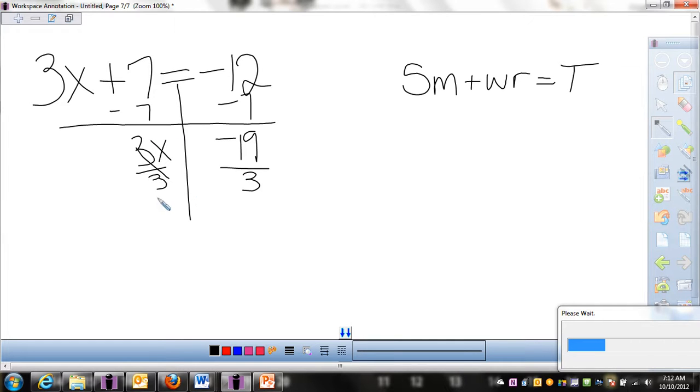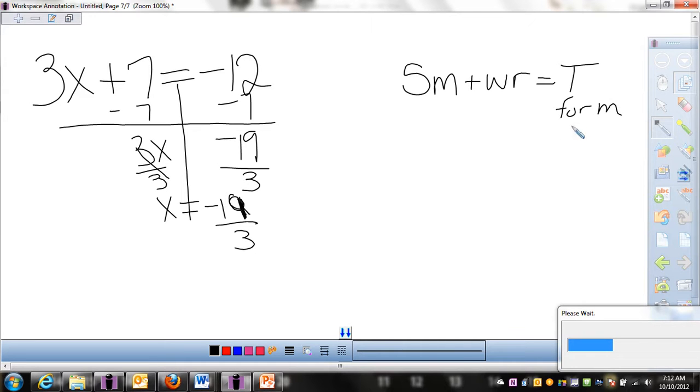You can't do anything, so just reduce it, and you can't even do that. So I'm going to leave it as negative 19 over 3. That's an ugly 9, but you get the idea. Negative 19 over 3. We're going to do the same thing over here, but the directions will say, solve the following equation for the letter m.